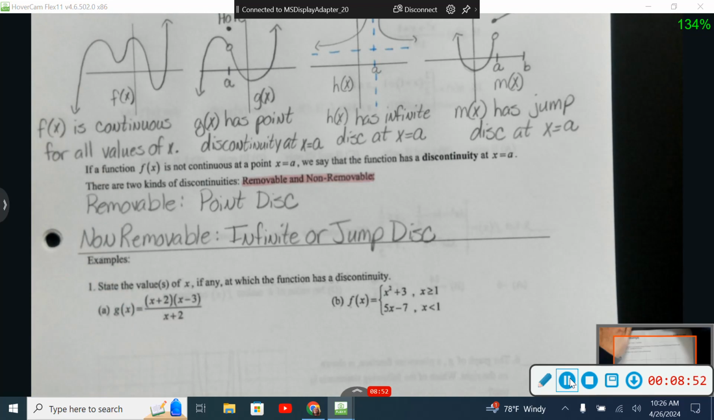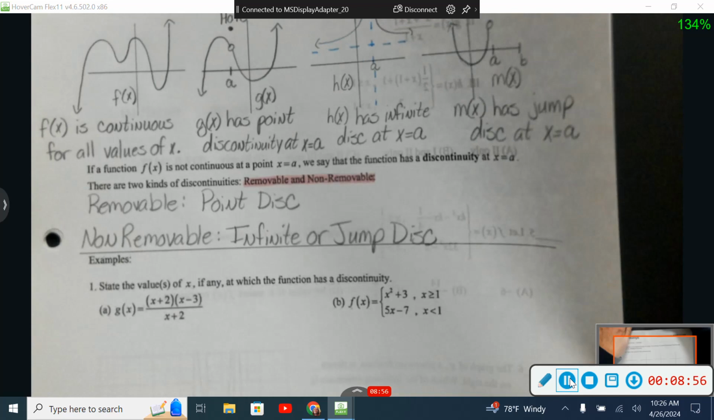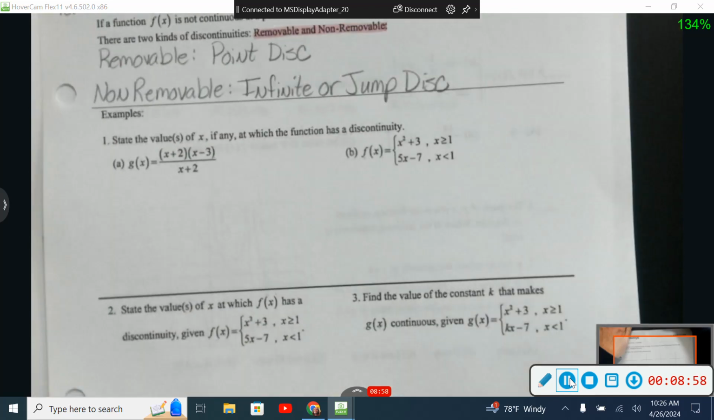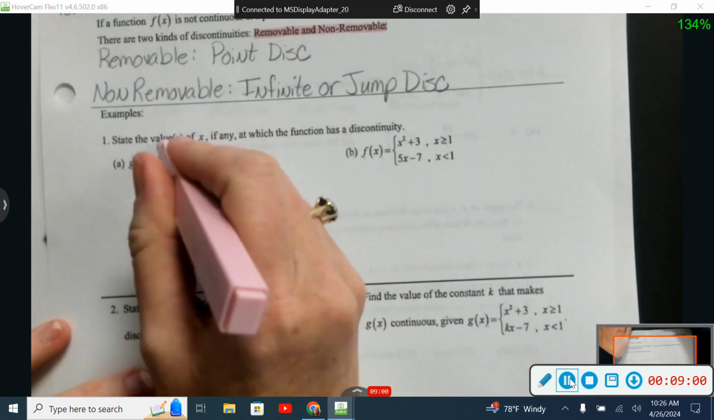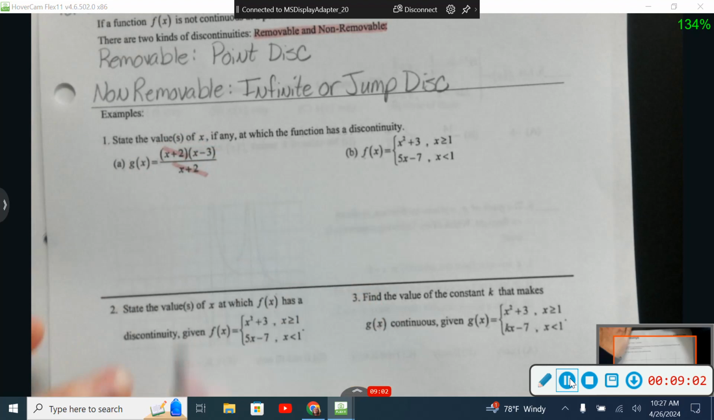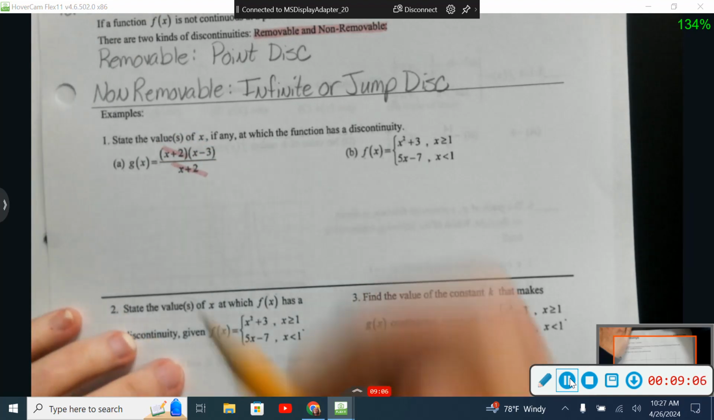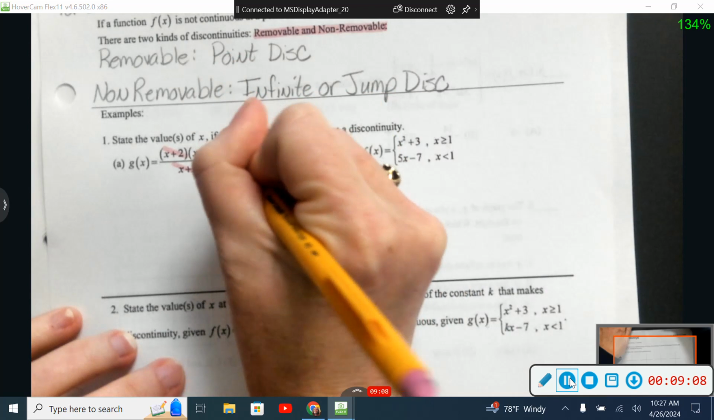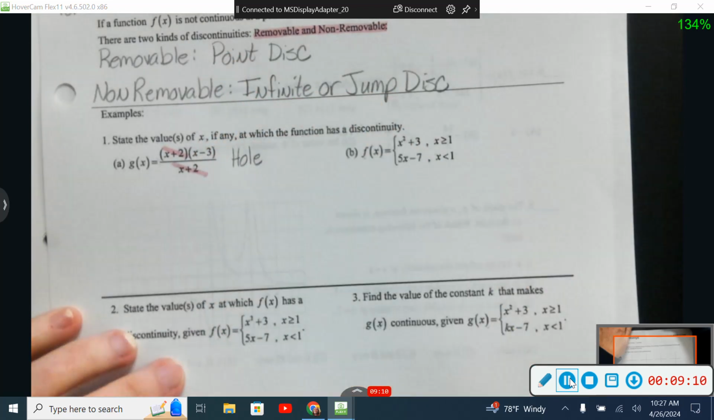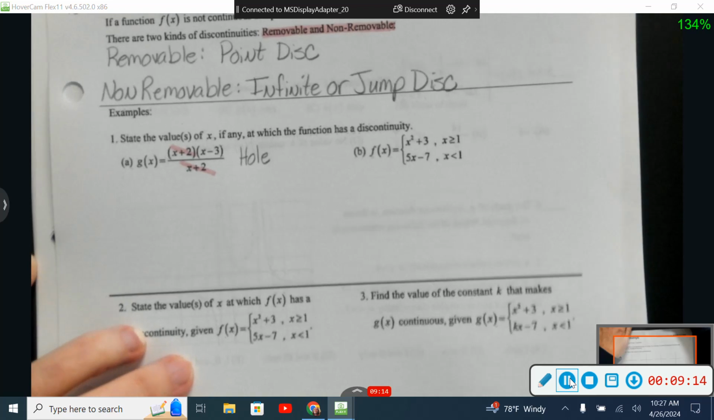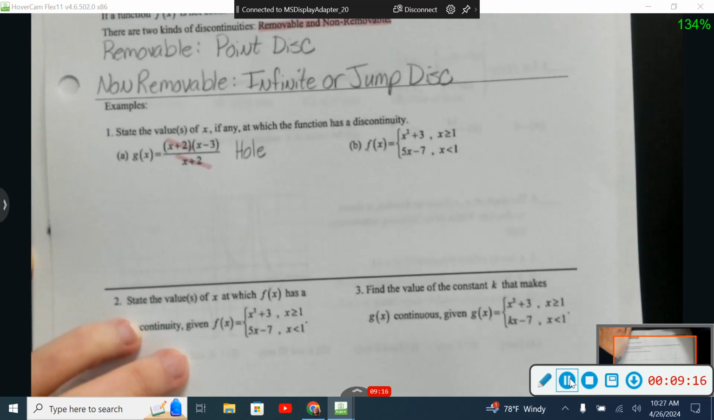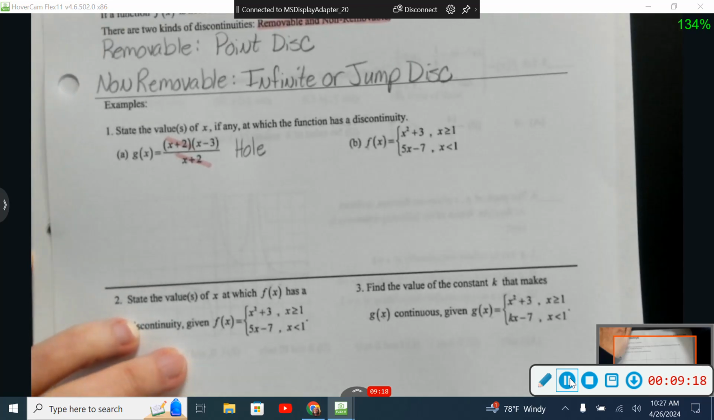All right, let's get into some examples here. So I'm going to start with number 1a. If you remember, when we have a rational function where a factor cancels with a factor, we know that that's going to give us a hole in the graph. Okay, so think back to when we graphed rational functions, and if we have a factor that cancels with a factor, we're going to have a hole in the graph.